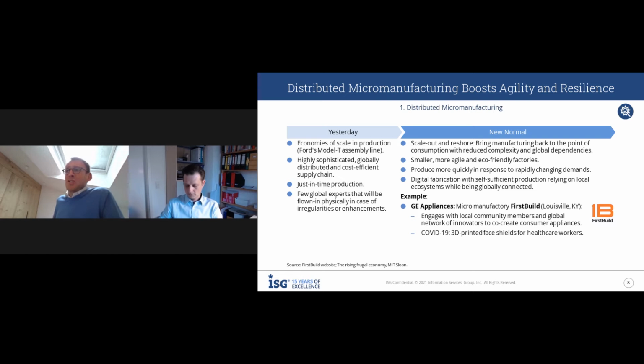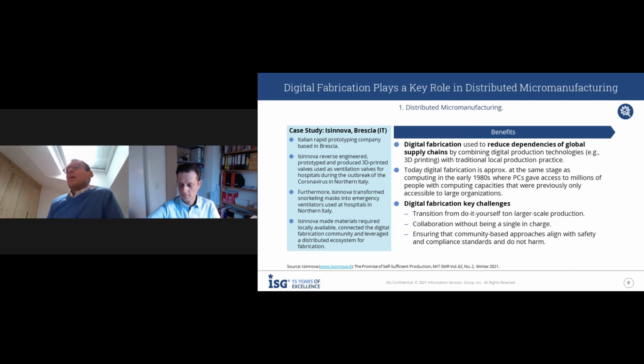They have a micro-manufacturing unit called First Build, and they engaged with the local community, and with the outbreak of the pandemic, they immediately switched to using 3D printers to print face shields for the community close to them. We have a similar case from a manufacturer in Italy, Isinova. It's another case. I will probably skip it for timing reasons, but it's also very interesting.